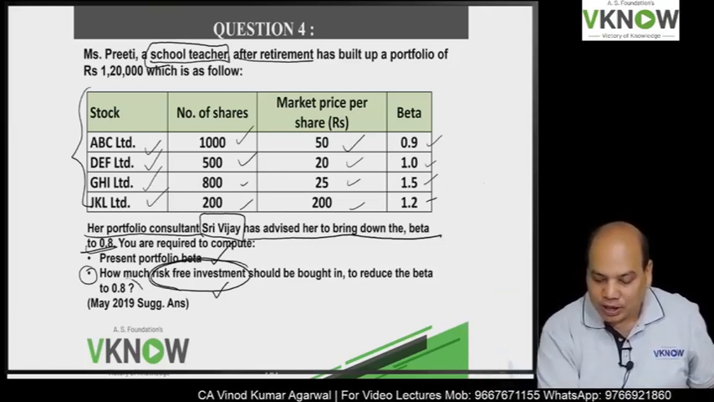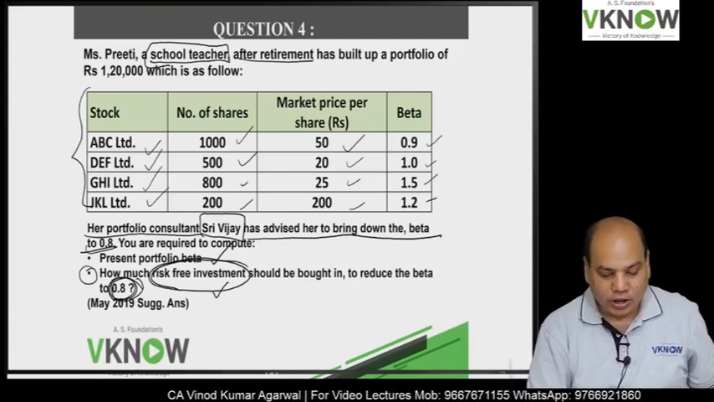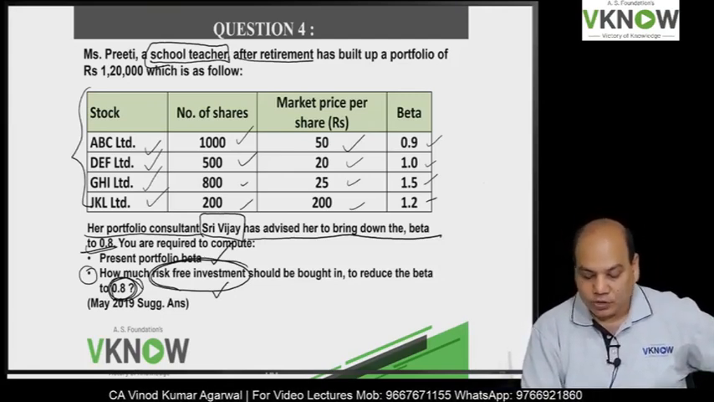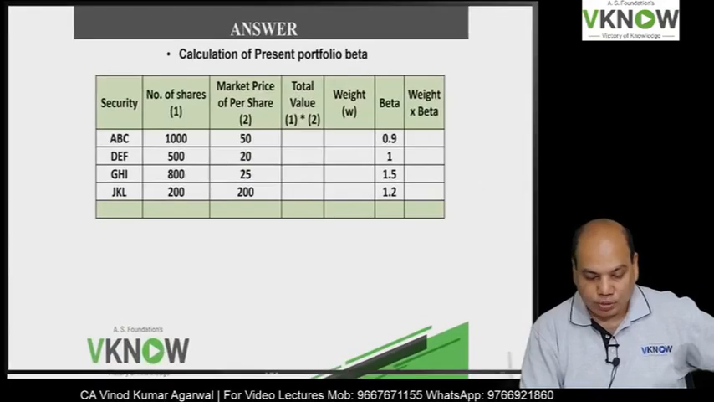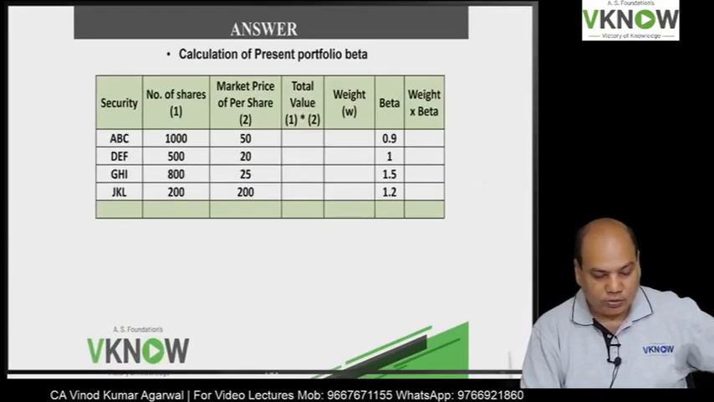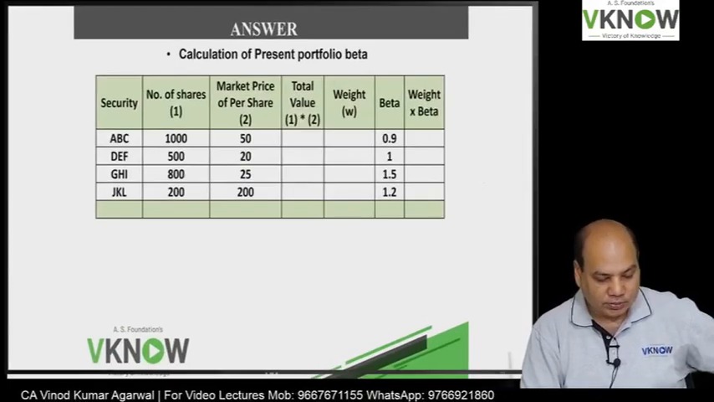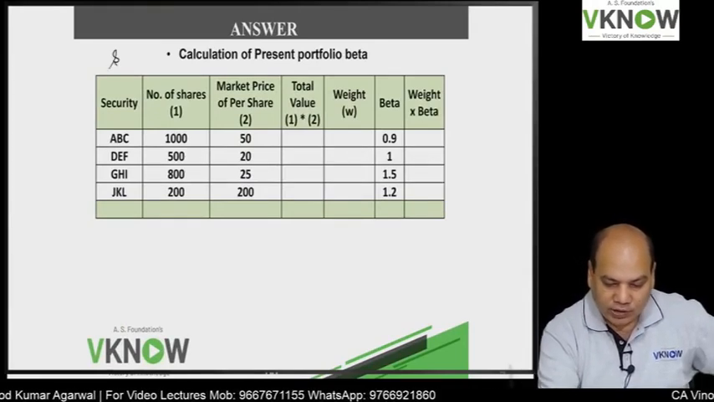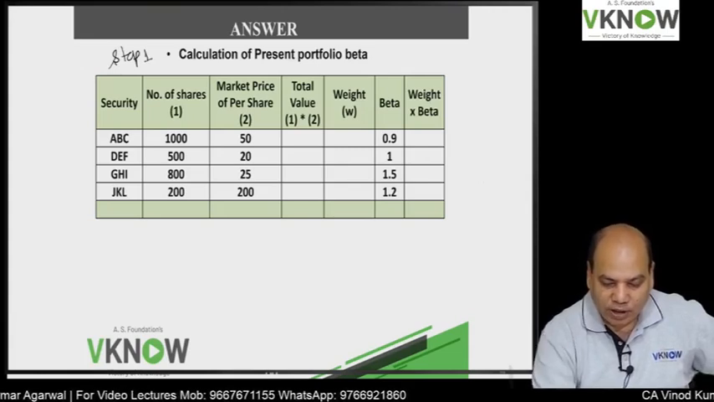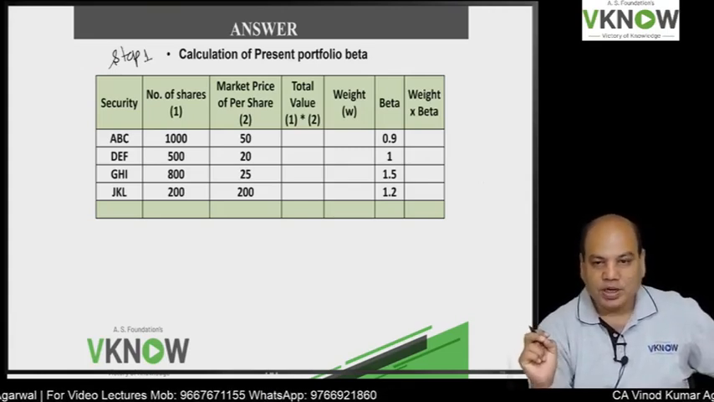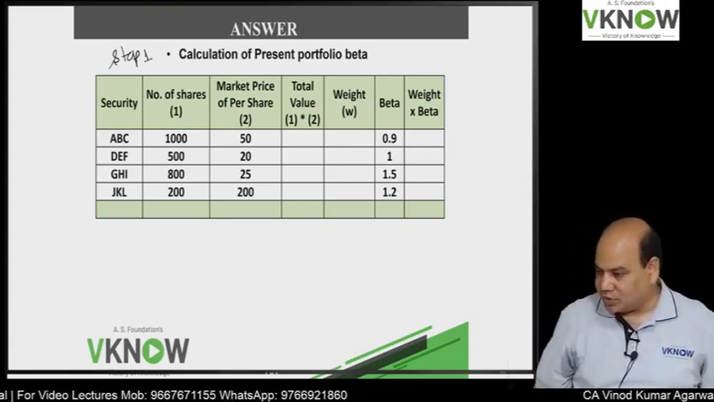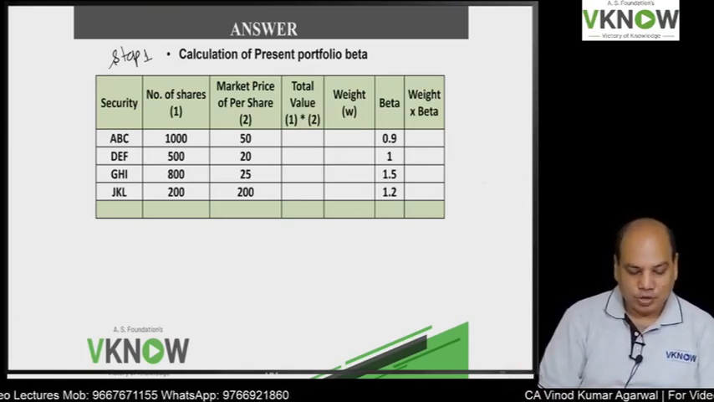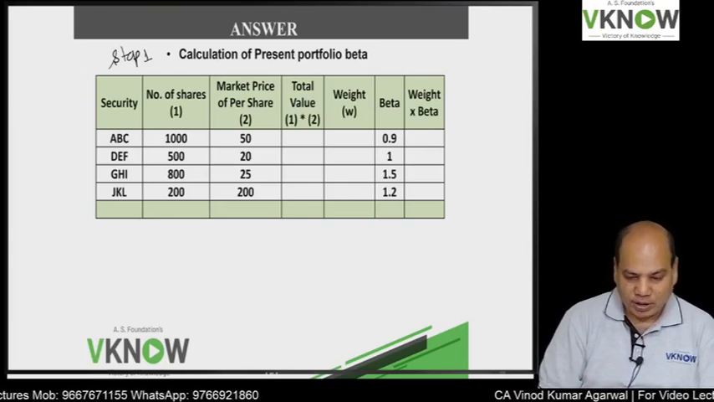So what is your target portfolio beta now? The target portfolio beta is 0.8. For that, first you have to compute the portfolio beta. Write down calculation of present portfolio beta. Student will write step 1. Always in the exam, preferably write in a step manner. There is step marking in the exam system, so the more steps you write properly, the more marks you get. For exam purposes, step marking is important.